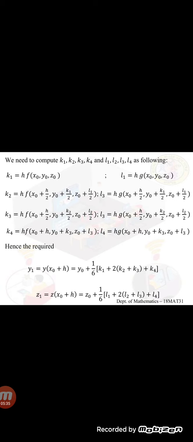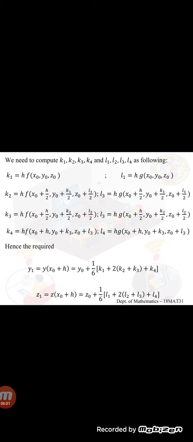Now we have two differential equations, that's why we are computing k1, k2, k3, k4 for function f and L1, L2, L3, L4 for function g. Remaining h will be the same, that is, the step length will be the same, and the points x0, y0, z0, whatever points you get in every step, will be the same. Only the functions are different.